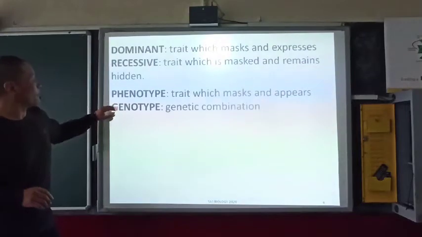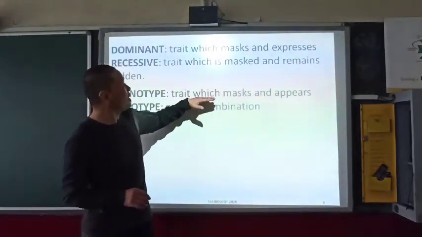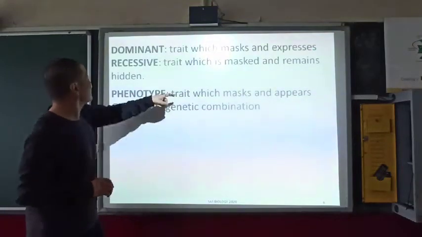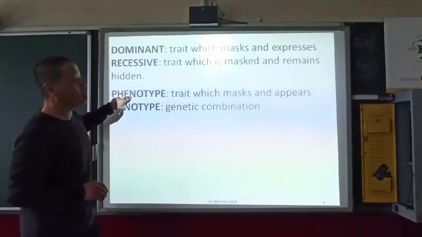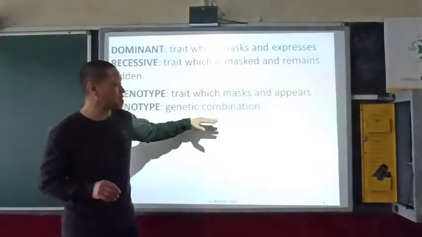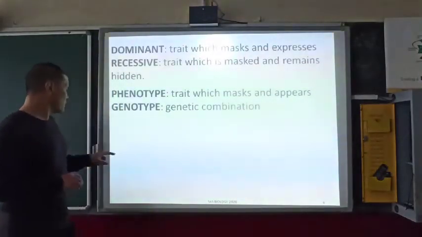Phenotype and genotype. Phenotype is the trait which appears on the organism. So the dominant one actually appears in the phenotype. And genotype is the genetic combination. Move on to the next one.